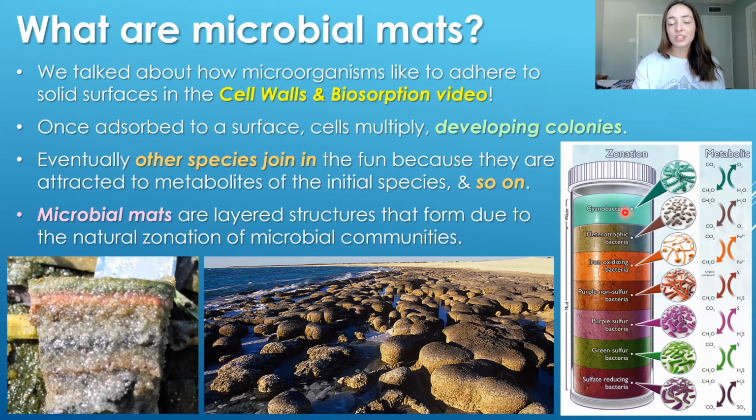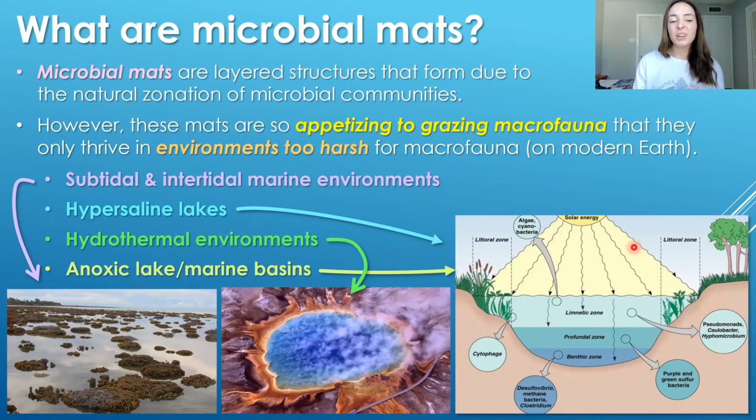This is shown here to the right in this figure, a mixed bacterial culture showing the natural layering of bacterial species. By the end of this video, we'll have talked about each one of these types of bacteria, so don't worry about that right now. But where exactly could we find these microbial mats on Earth today? What types of environments do they like to grow in?